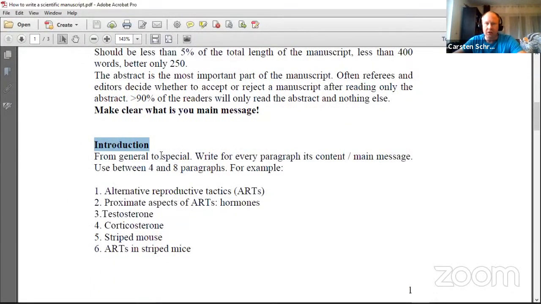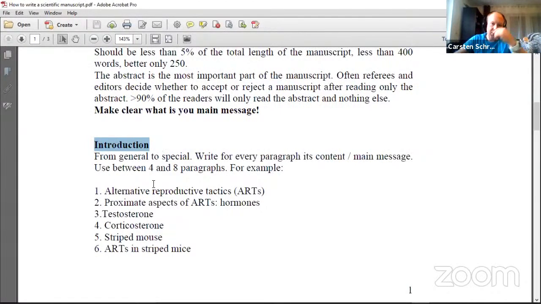Now the introduction goes from general to special. In the introduction, you start with something very broad, and then you end with something very specific. The specific thing is your study.